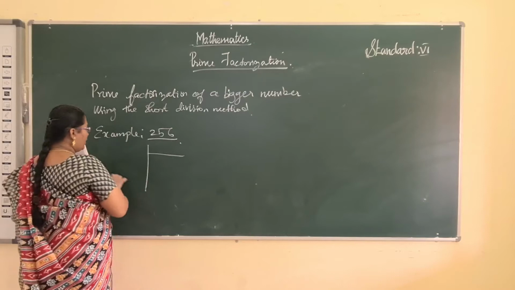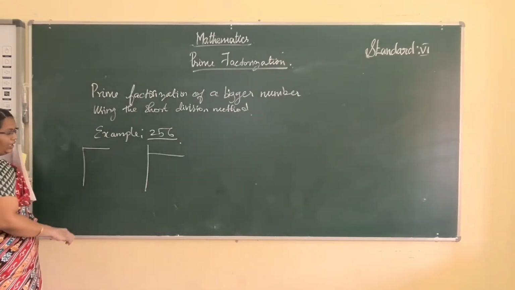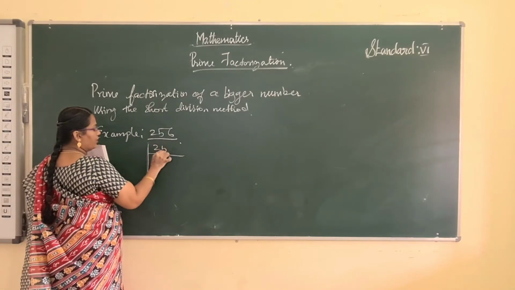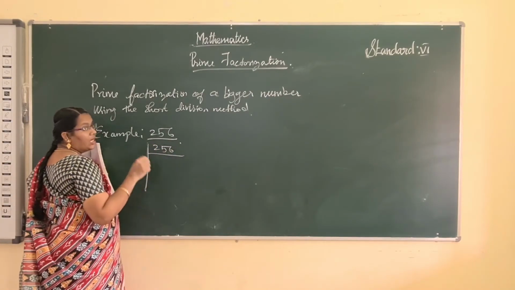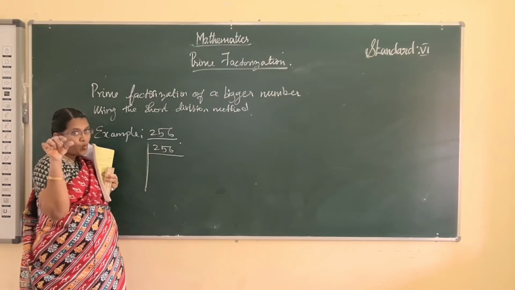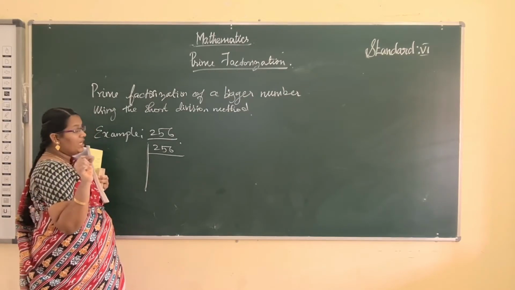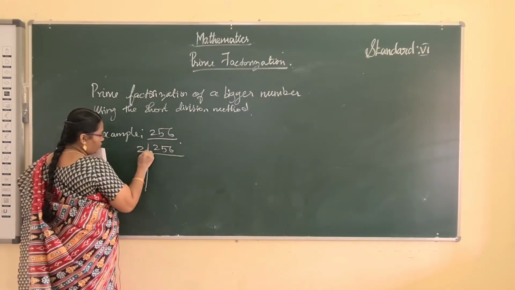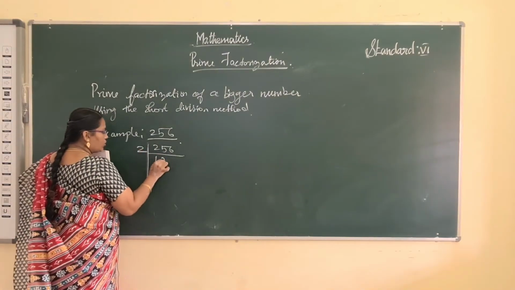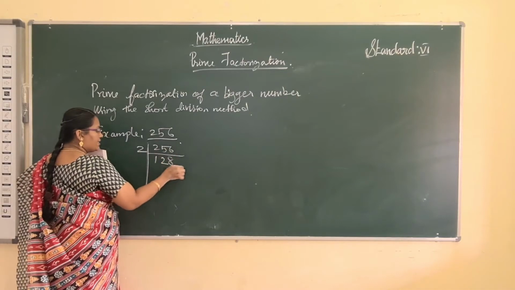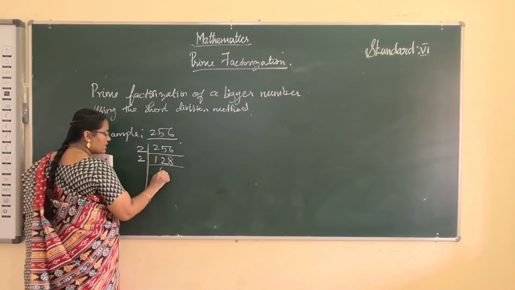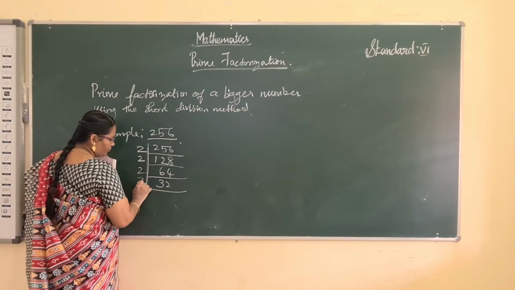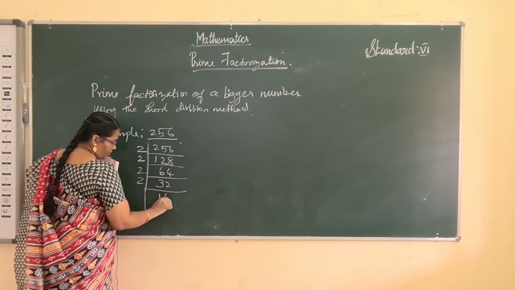Normally the long division method looks like this. In the short division method you put the number like this, 256. You start from the smallest prime number. Which is the first one? 2. We use the 2 table: 2 ones are 2, 2 twos are 4, remaining 1, 2 eights are 16. Again the 2 table, then again the 2 table, down to 16.